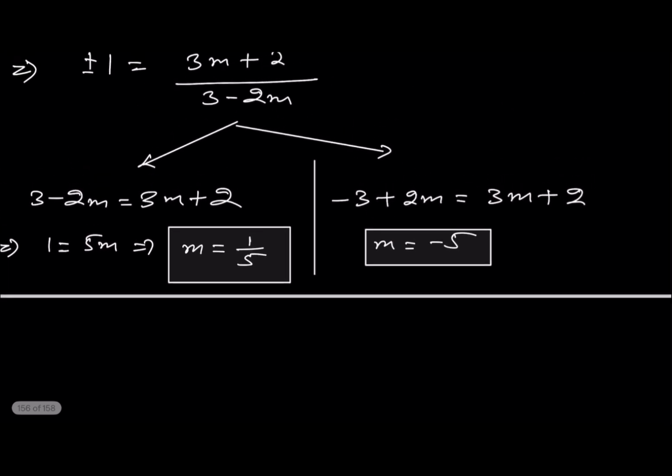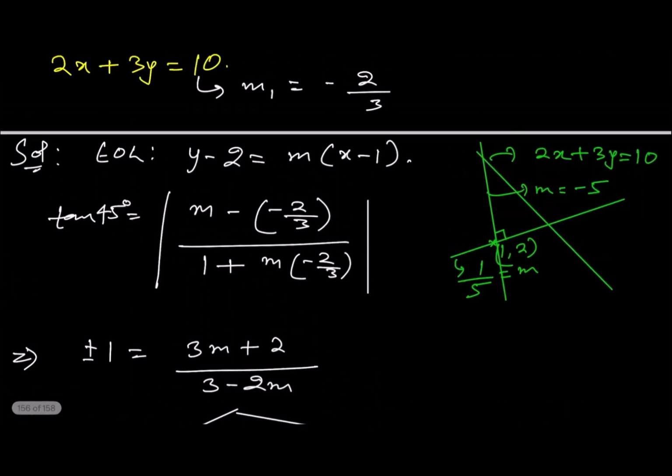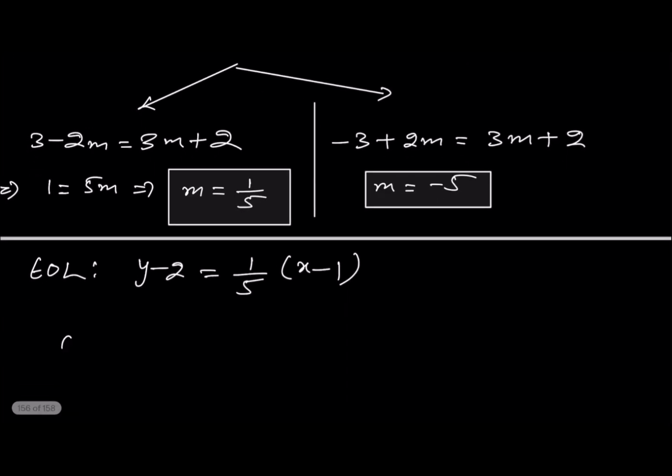So students, equation of line will become y − y1, that is y − 2, is equal to 1/5 (x − 1), or y − 2 is equal to −5 times (x − 1).